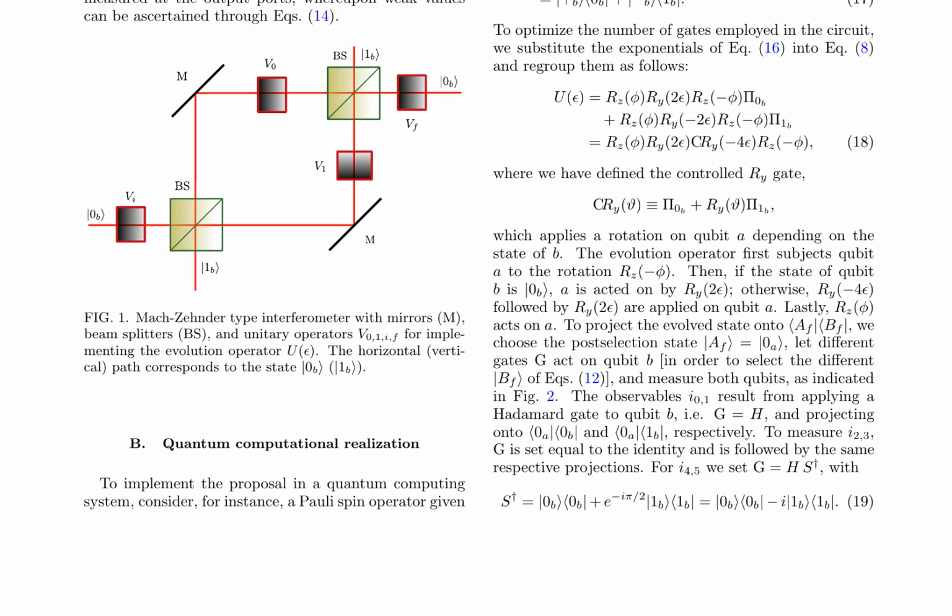The evolution operator U, epsilon, is realized in the quantum circuit by applying a sequence of rotations and controlled Ry gates. The authors then discuss how to optimize the number of gates employed in the circuit by regrouping the exponentials in equation 16. They define a controlled Ry gate, CRy, theta, which applies a rotation on qubit A depending on the state of qubit B.